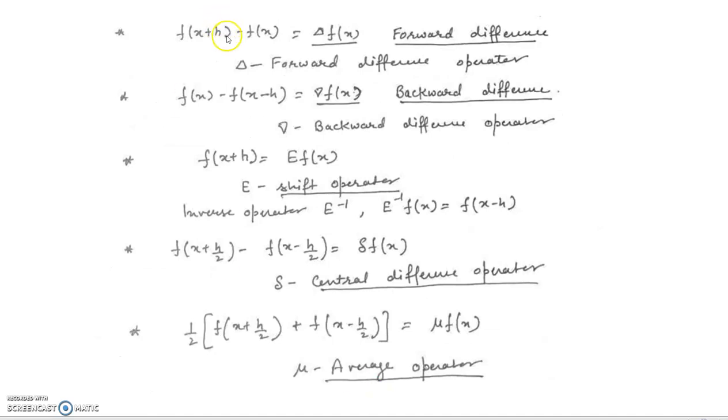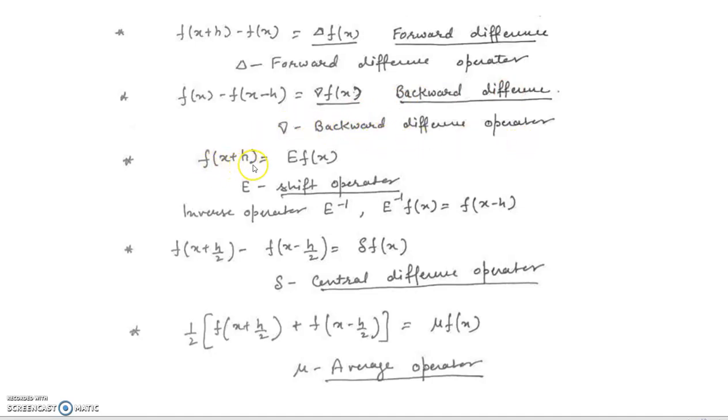Likewise, if you take the difference between two consecutive entries in the forward direction, that is f of x plus h minus f of x, then it is denoted by delta f of x, called the forward difference. Here delta is the forward difference operator. And if we take the difference in the reverse direction, that is from x to x minus h, so f of x minus f of x minus h is denoted by nabla f of x. This is the symbol nabla. And this nabla f of x is called the backward difference, and this operator is called the backward difference operator.